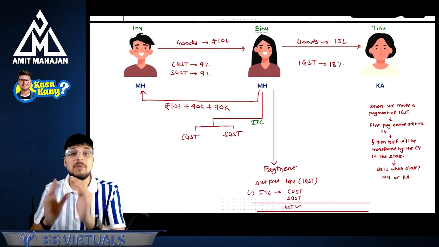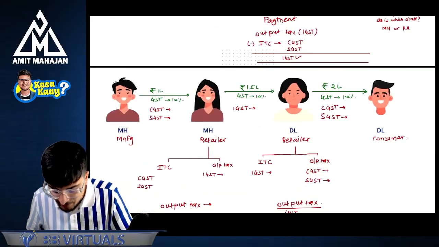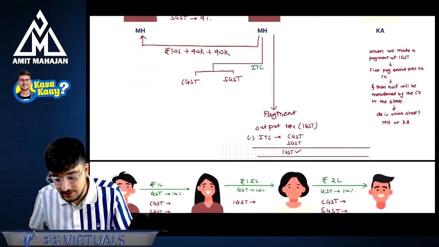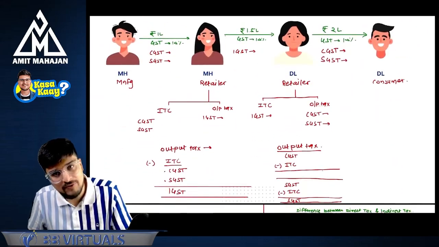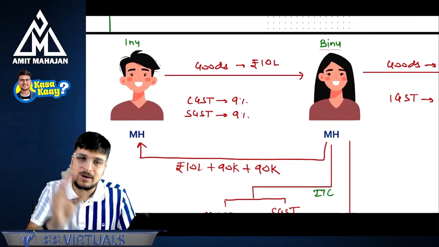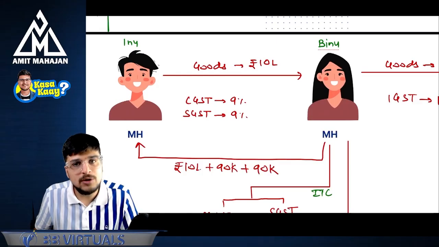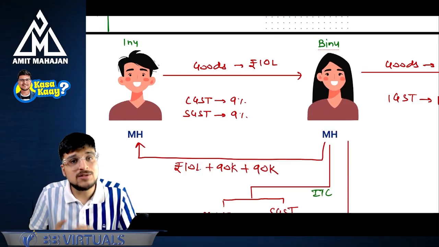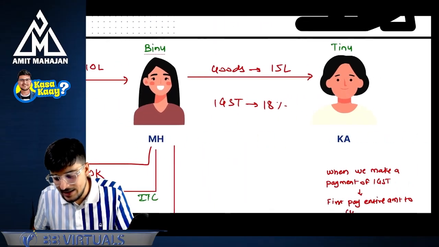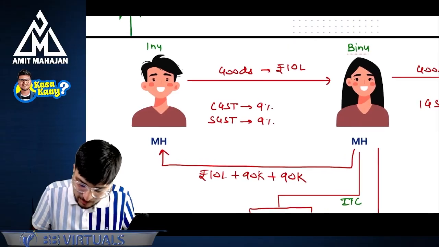I want to discuss this master chart with you. If you do this master chart, I'm sure that you'll understand everything. Okay, this is the master chart, and before we discuss it, let's discuss this first. Now there are three parties: Inu, Binu, and Tinu. Inu is a manufacturer, Binu is a retailer, and Tinu is a consumer. Okay. No problem. Let's see now.